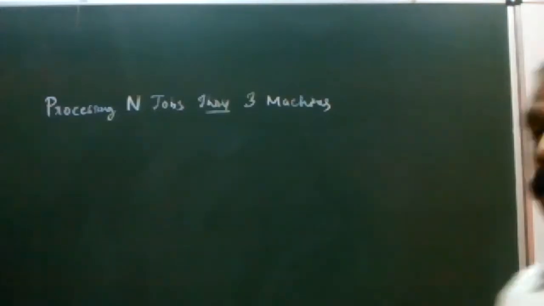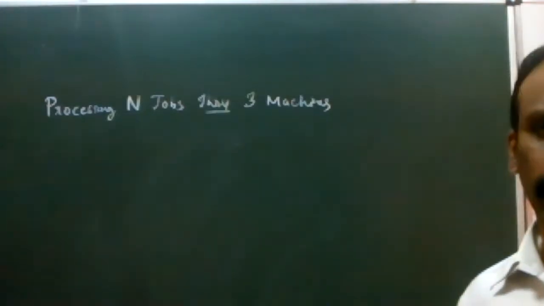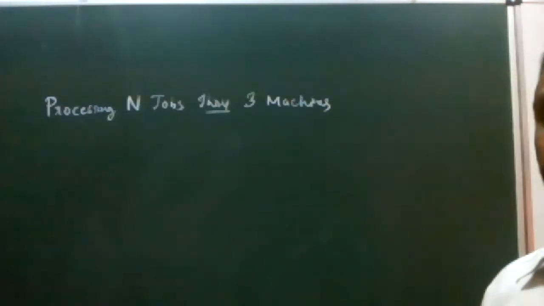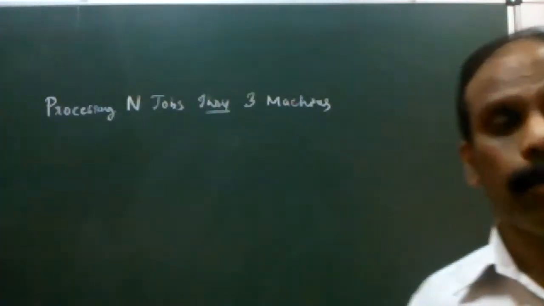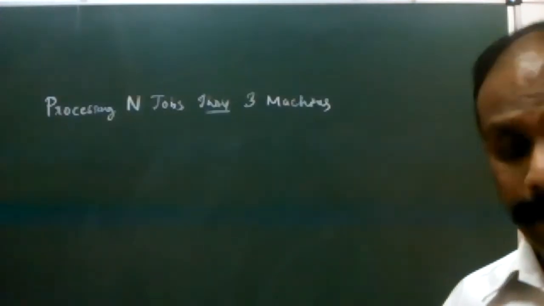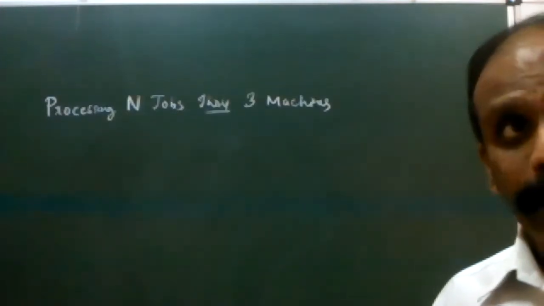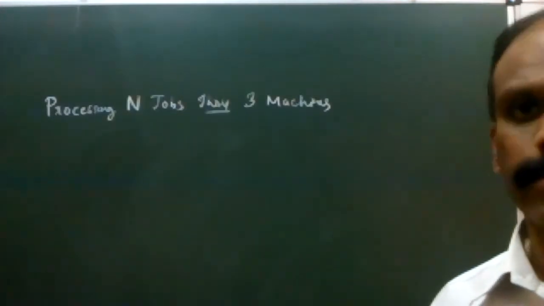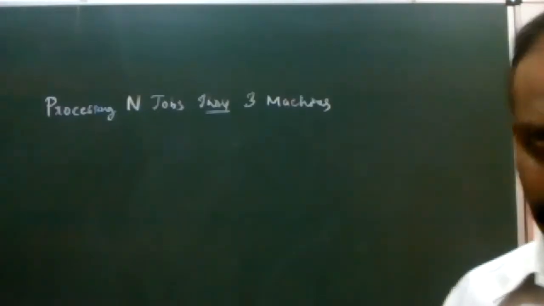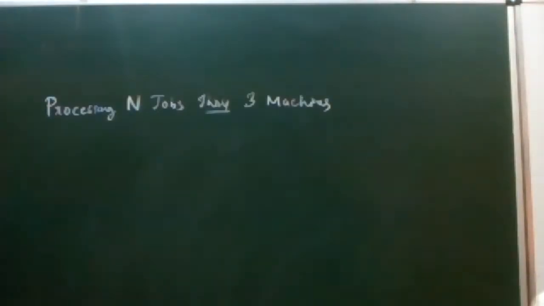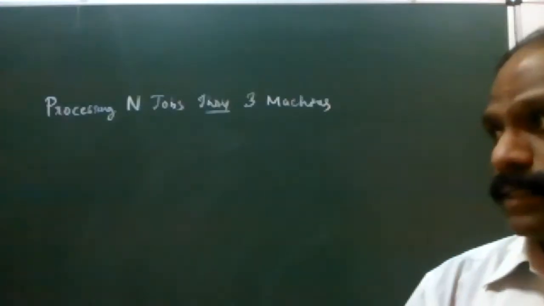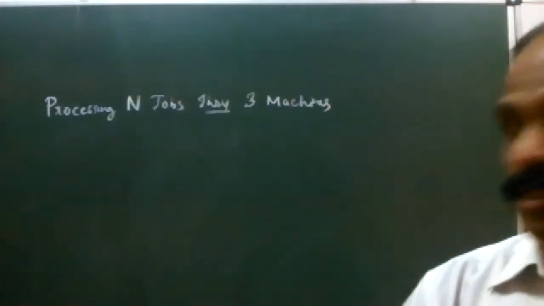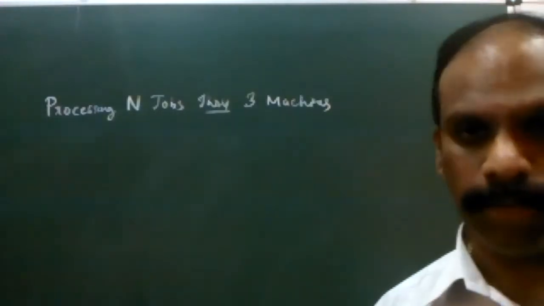Before we start understanding what exactly this method is all about, let me tell you the prerequisites for this particular problem. Unlike the two machine problem, we don't have a separate mechanism to identify the sequence or the order in which the job has to be processed. So whenever you have a 3 machine problem, the only way we can solve it is to convert a 3 machine problem into a 2 machine problem.